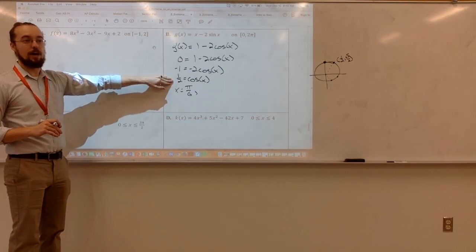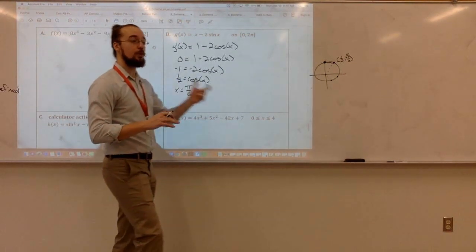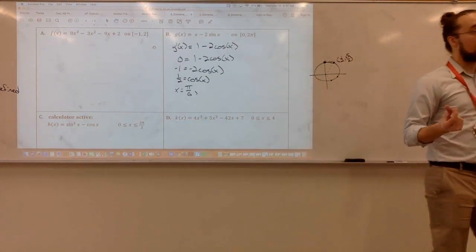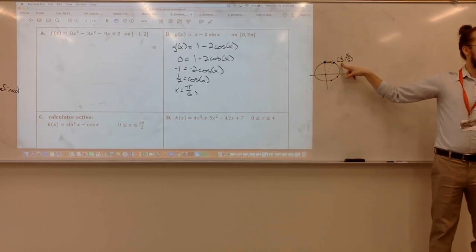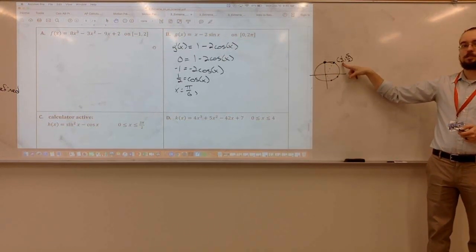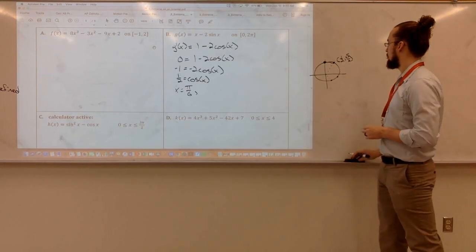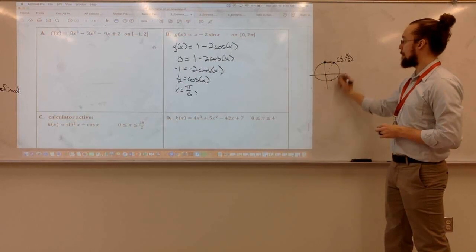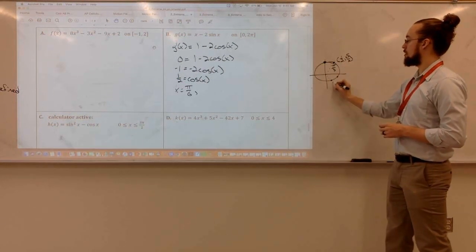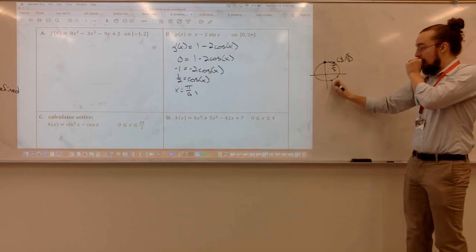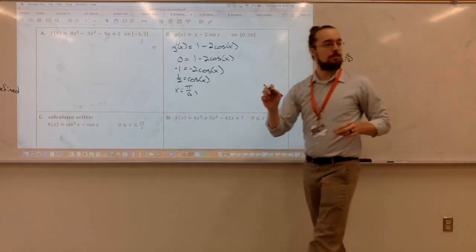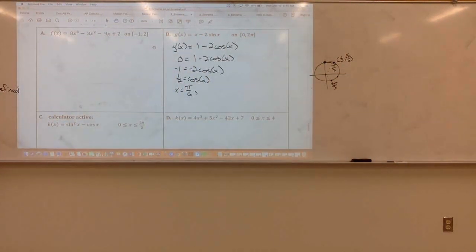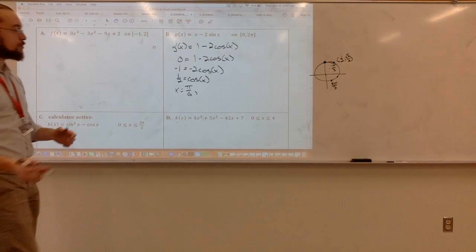We got cosine equals 1/2. So now on the unit circle, we have to figure out where that's true, where the x value on the unit circle is 1/2. We determined that one of those places was at pi over 3, right? And then down here, at this value on the unit circle, that would be 5 pi over 3, right? So those are my candidates, those are the values I need to test.